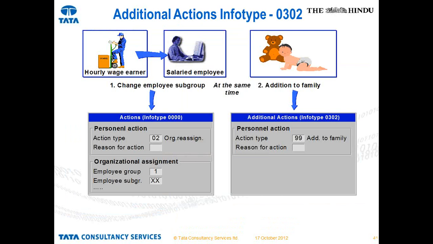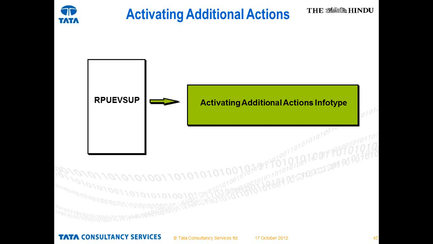If you remember in the concept of personal action types, when we are trying to customize a procedure under the customizing procedures, we found U and then again another U and then C. Three options we found. The first U is for the actions info type. The second U is for the additional actions info type. This is what the additional actions info type 302 is.